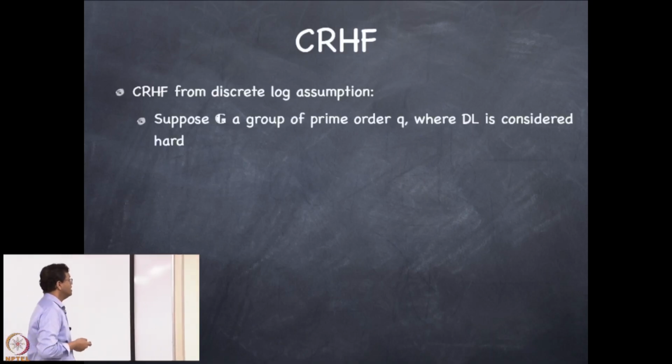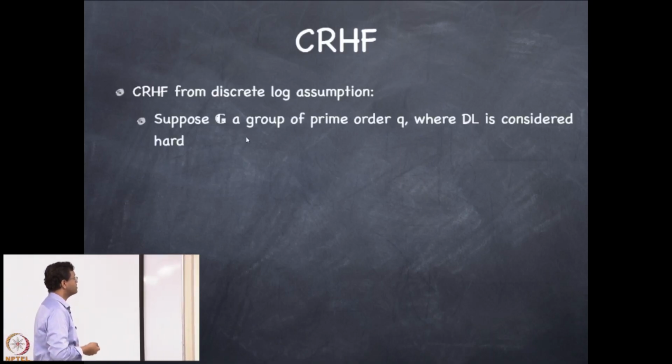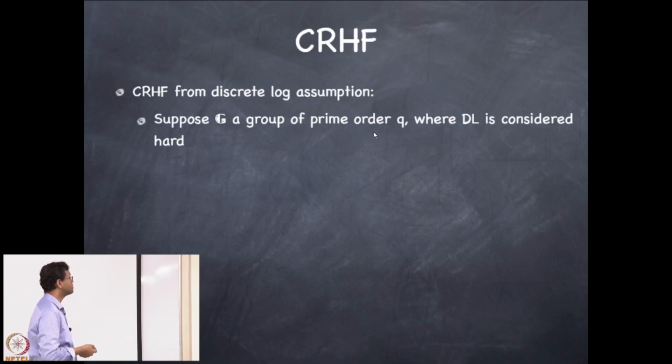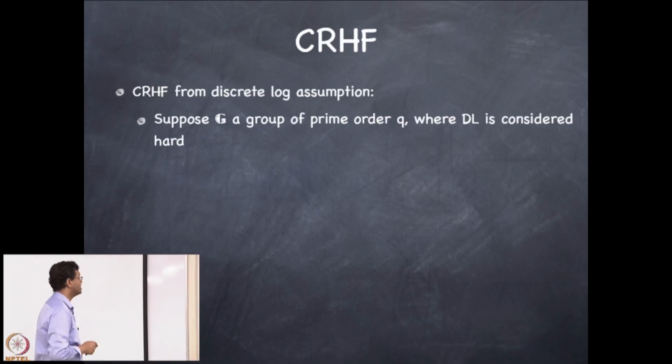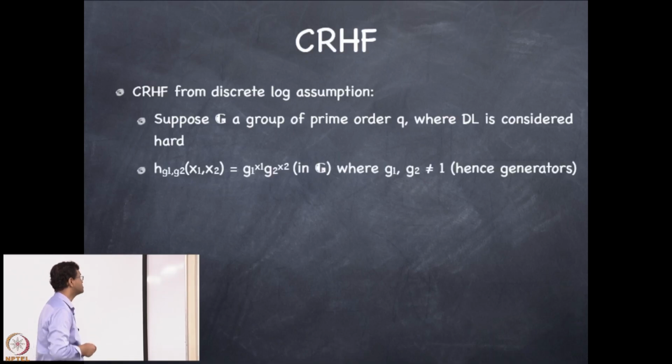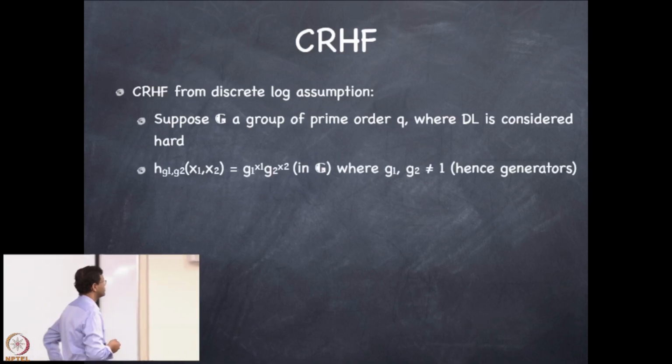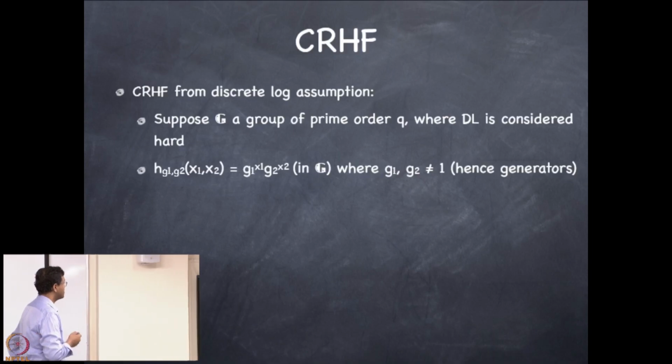Okay. So we need a group where the discrete log assumption holds or is assumed to hold. We further need the group to be of prime order. So the number of elements in the group is prime. And there are such candidate groups. ZQ star is one such group for a prime Q.